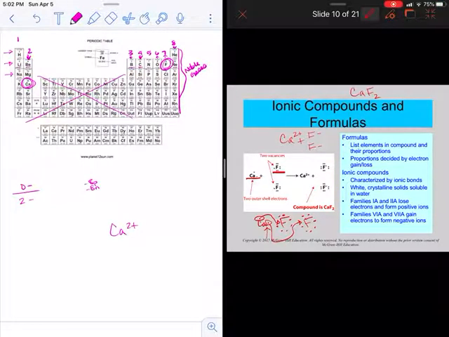If we were going to do aluminum's ion, it's in group 3. Aluminum, is it a metal? Yes. So it's going to be a plus. So since it's in group 3, it's 3+.